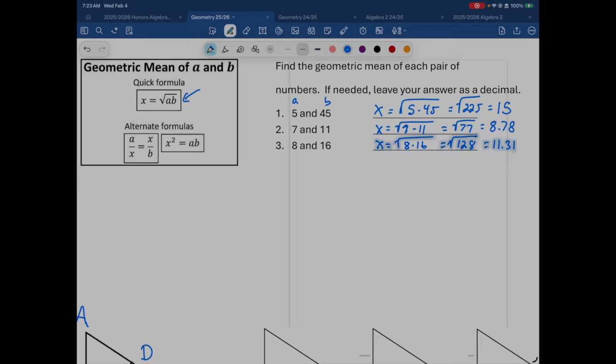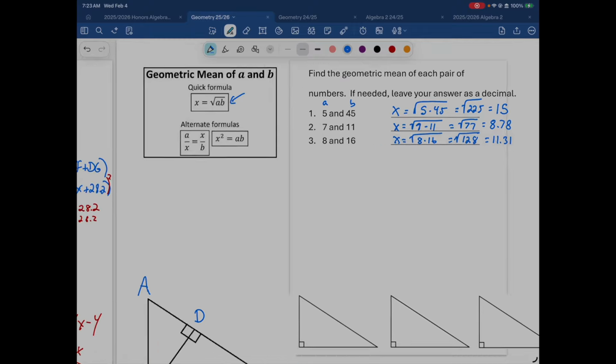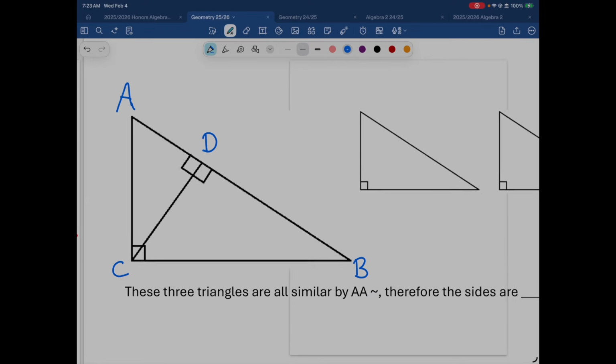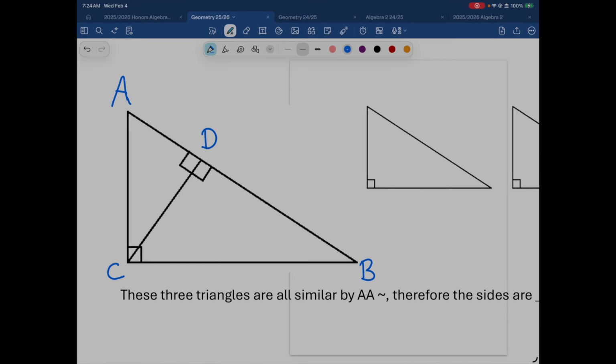And we use the geometric mean when we're talking about finding missing sides of similar right triangles. And that's what we're really going to work on today, looking at finding some missing sides of right triangles. Now before we do this, I want to point out a couple of different things in our drawing. I've got triangle ABC sitting down here. We can draw in what's called an altitude. This line right here, this line CD, is called an altitude.